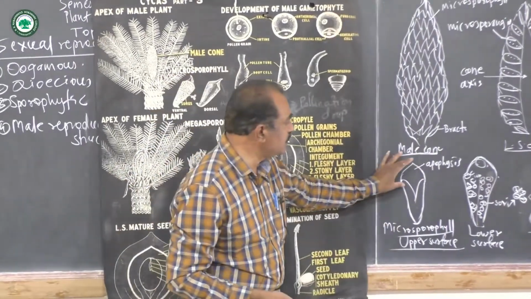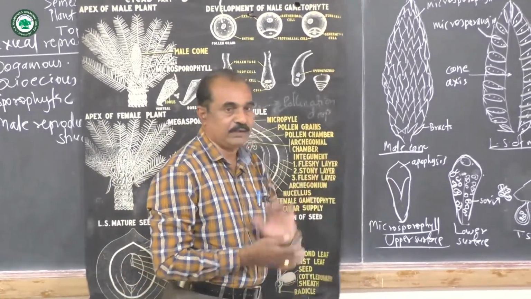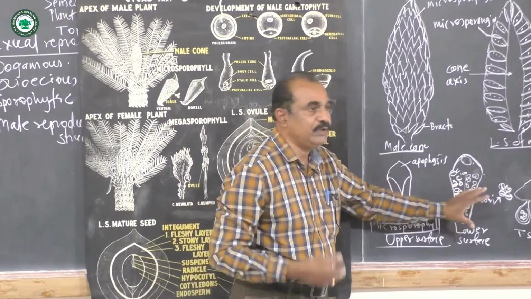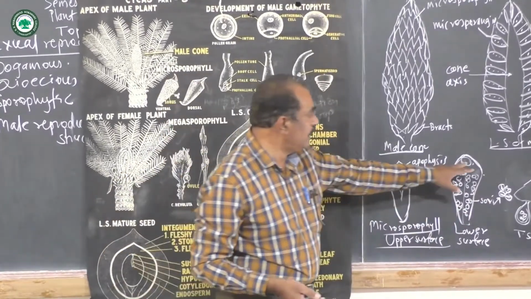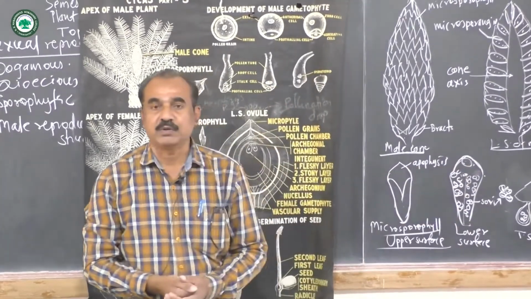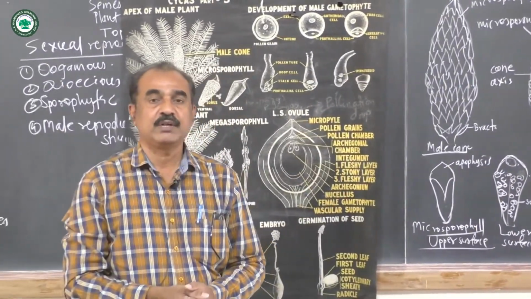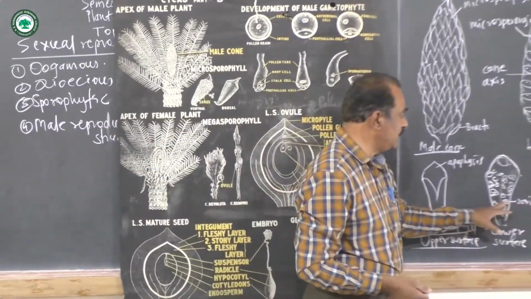The upper part is called the apophysis, it is sterile, and the lower part is fertile. So this is the ventral view, that is the lower side of the microsporophyll. Now again this is the apophysis, and toward the lower side there develop the reproductive structures. Now these reproductive structures are in groups, and each group is called a sori. So these are the sori.